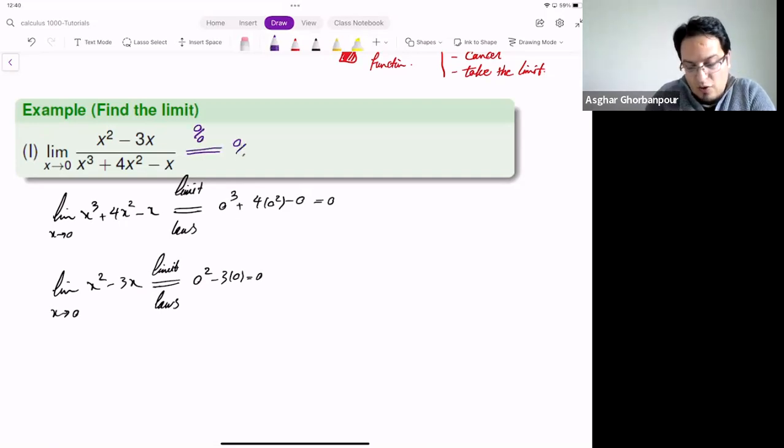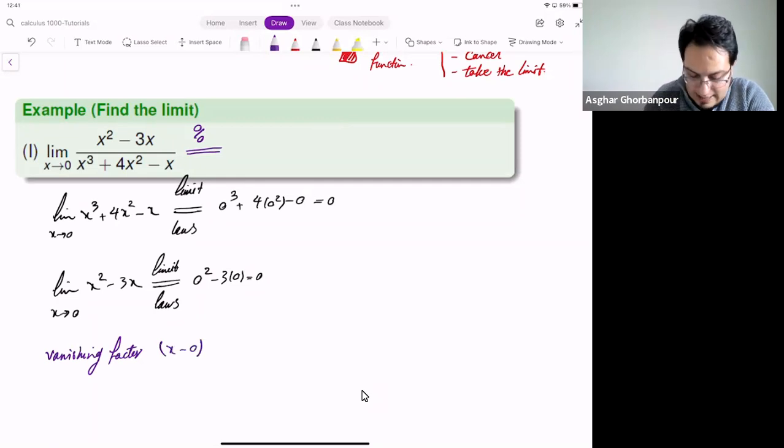I cannot write 0 over 0 here. 0 over 0 is not a number. It is just a form that tells us you have to do more things to be able to evaluate that limit. What is the more thing that we have to do? We find the vanishing factor both in the numerator and the denominator. Here, as x goes to a, the vanishing factor is x minus a. In this case, x minus 0, which is just x.